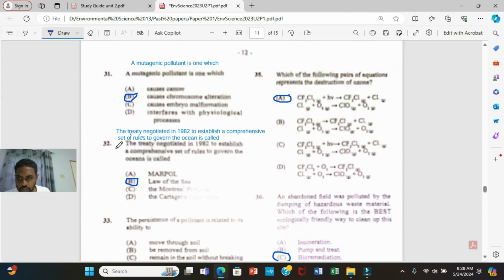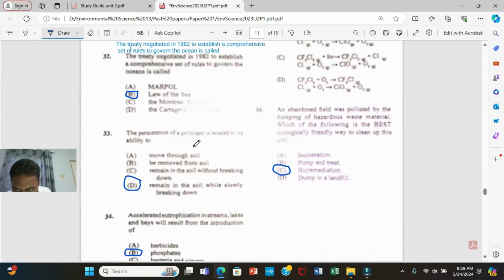All right. Number 32, the treaty negotiated in 1982 to establish a comprehensive set of rules to govern the ocean is called the Law of the Sea, guys. All right. MARPOL speaks about pollution of the sea only, right? And that one started in 1973. The first agreement was in 1973. All right, so you can study the rest.